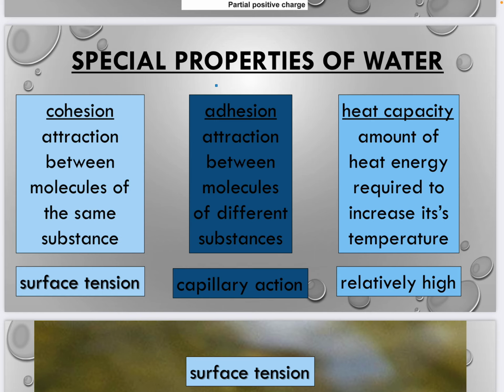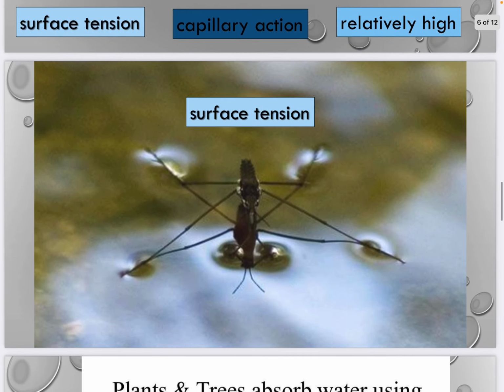abilities, and one of those is something we call surface tension. Surface tension is when the water surface kind of creates a membrane because of those hydrogen bonds, and that allows certain insects, spiders, maybe even Jesus lizards to go across the surface of the water without breaking the membrane. And that is due to cohesion.